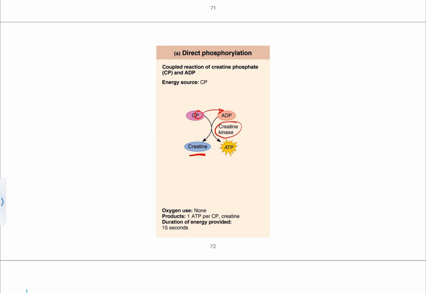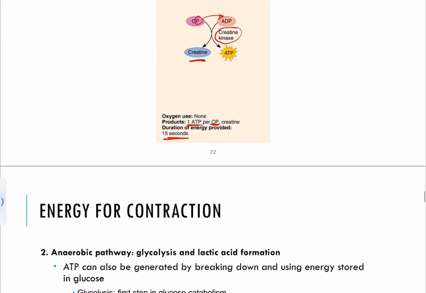Downside is we can only generate one ATP molecule per creatine phosphate because creatine phosphate only has one phosphate to donate. So we can't get a whole lot of energy. And again, we can't make more creatine phosphate until we're actually at rest. So if we're doing vigorous exercise for extended periods of time, we can no longer use creatine phosphate. We have to find another way.